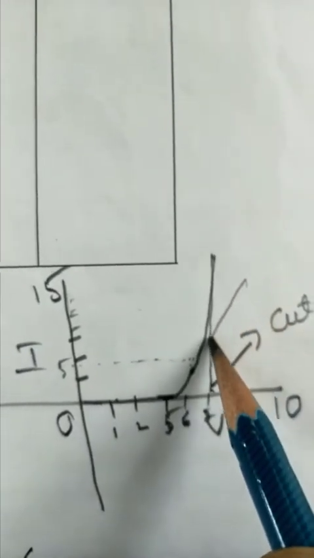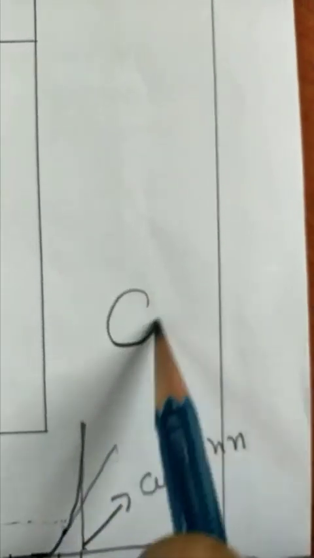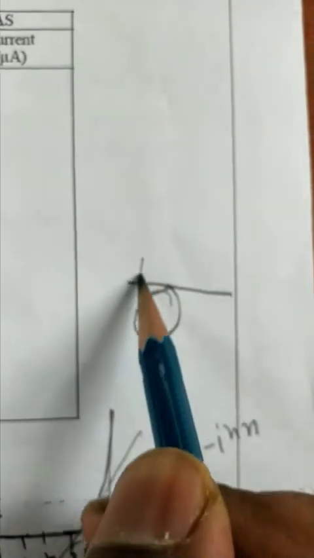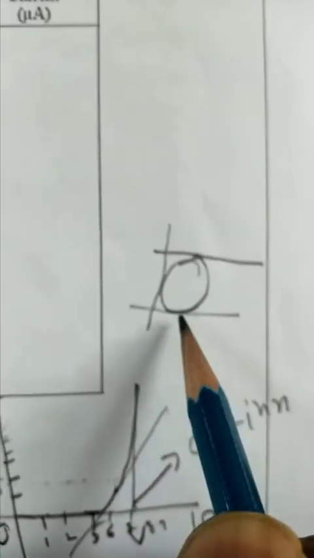Now you have to draw one tangent like this, it is going to touch only one point. See the circle I am taking. When I try to draw the tangent to the circle, it will touch only one point. Similarly, when I am trying to draw, you get a graph like this.